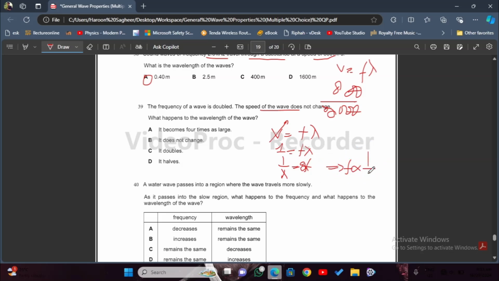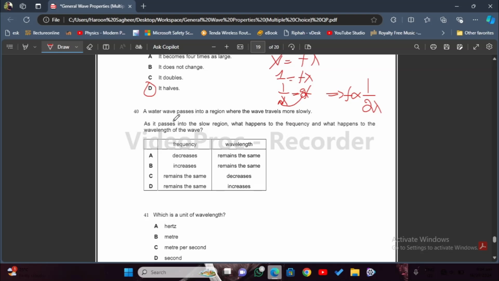Let's see how. 1 over 2 lambda. Because this 2 will be divided with this lambda, it will be multiplied with this lambda, or divided with this 1. So it halves. That is, option D is correct.